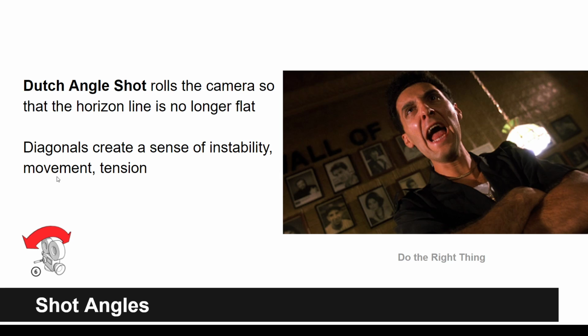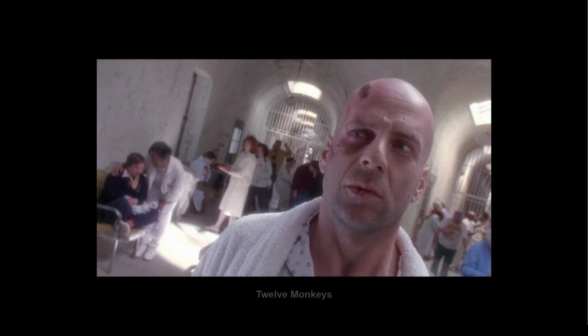It creates a sense of instability, movement, and tension, and it's usually used in films to make something feel off, like it's about to move quickly, like there's about to be action, or something is wrong, or something isn't safe. Tilting it, doing that Dutch angle shot, or rolling our camera like that, is kind of like being on a ship in high seas. It creates a sense of instability.